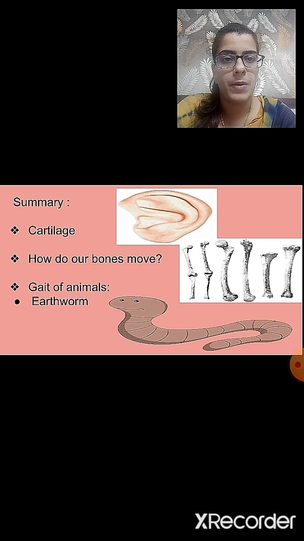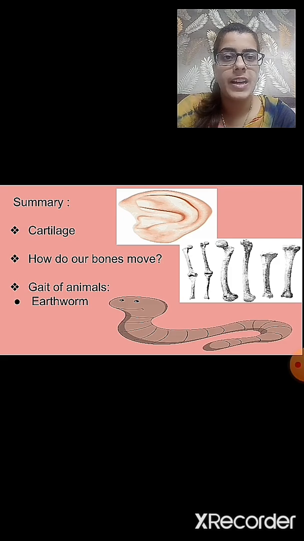Then we studied how our bones move. So, how do our bones move? It is due to muscles. When muscles work in pairs, they show contraction and relaxation. When one of the muscles contracts, the bone is pulled towards that muscle, and at that time, the other muscle of the pair relaxes. Muscles always pull the bone. They never push the bone. And muscles always work in pairs to make the bone move.